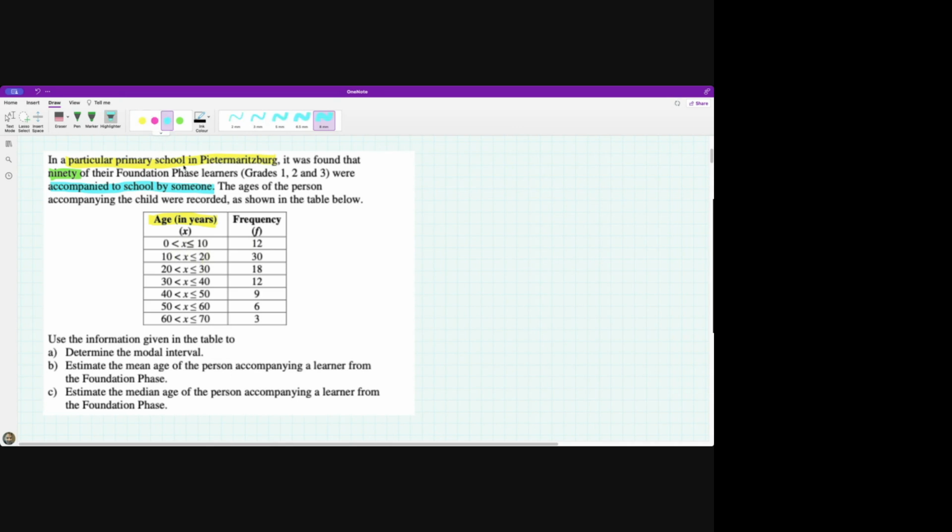Given that, I want you to tell me the modal interval for this grouped data set. Tell me in the chat, what is the modal interval for this grouped data set? What does the modal interval mean?